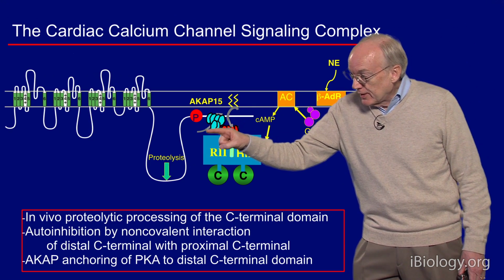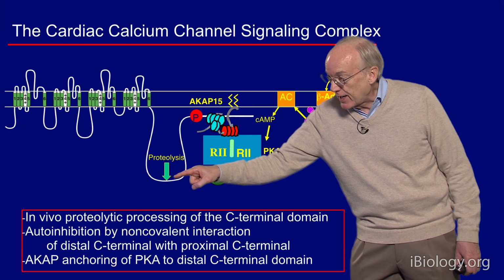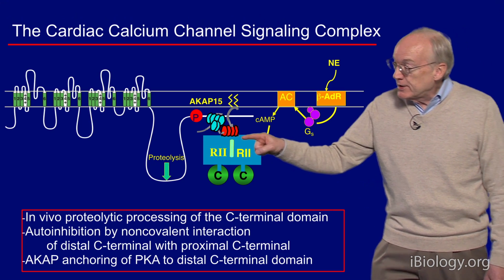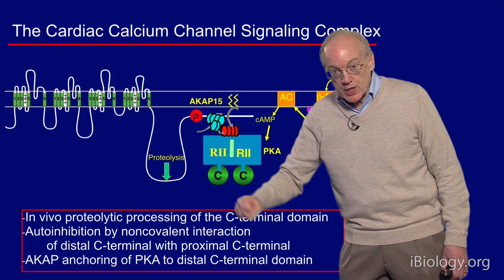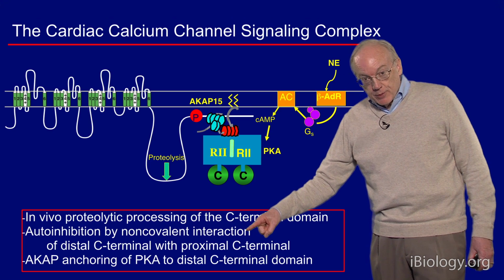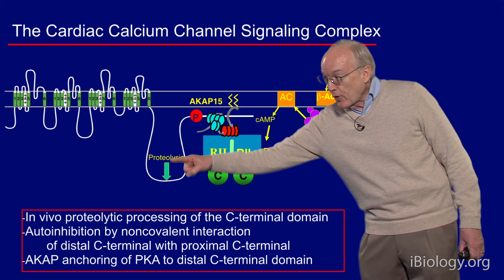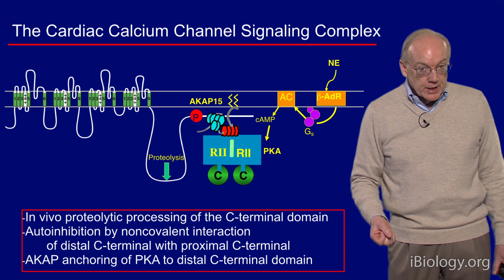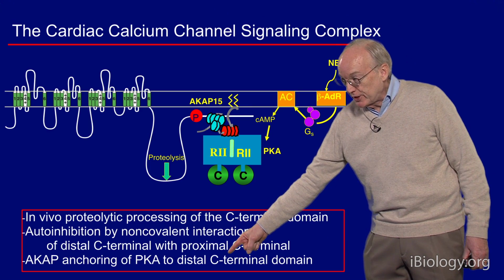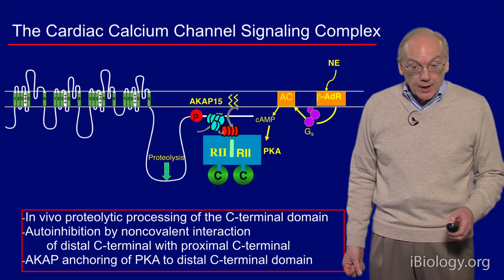That signaling complex is located beyond a natural site of in vivo proteolytic processing of calcium channels, and in fact, this entire C-terminal domain is proteolytically cleaved but remains non-covalently attached to the calcium channel and crucially regulates its activity. Autoinhibition by the non-covalent binding of this distal C-terminal domain to a site in the proximal C-terminal domain strongly inhibits calcium channel function. And anchoring of all these components together by the A kinase anchoring protein, by the AKAP, is essential for this regulatory process to work in the cardiac muscle cell or indeed in the beating heart.